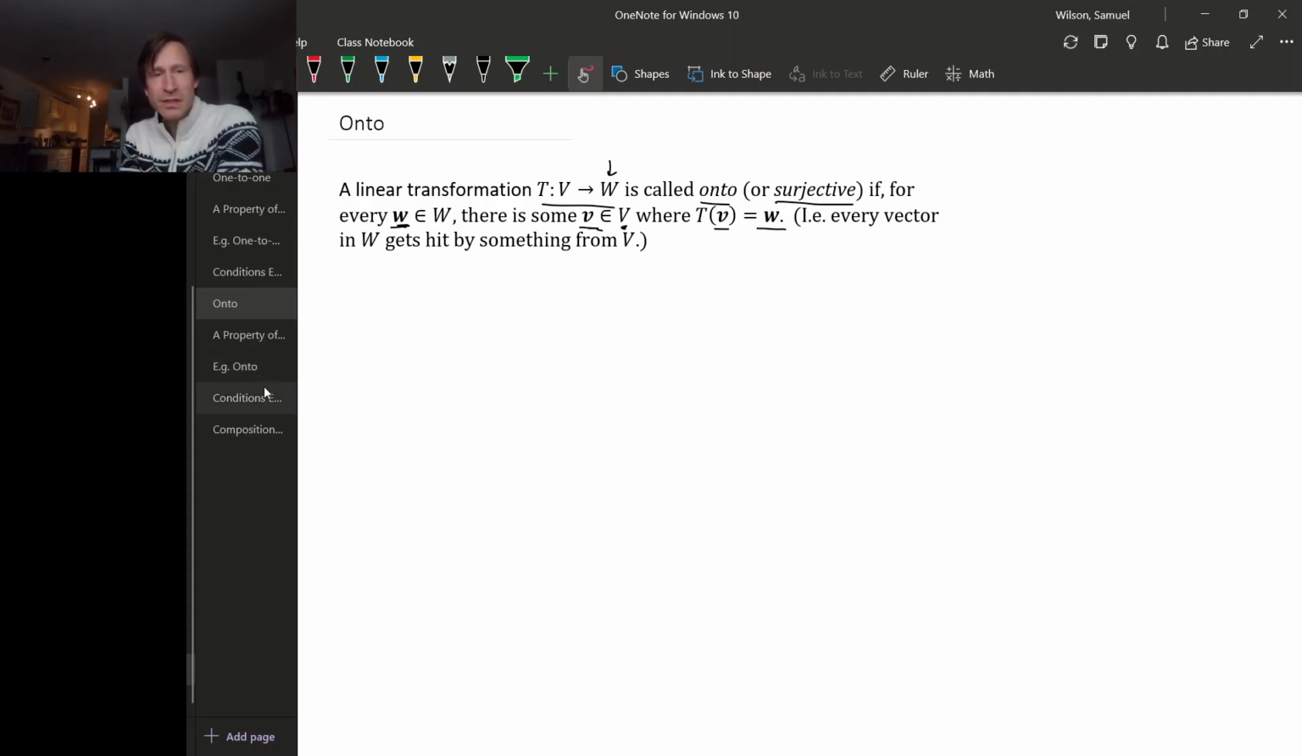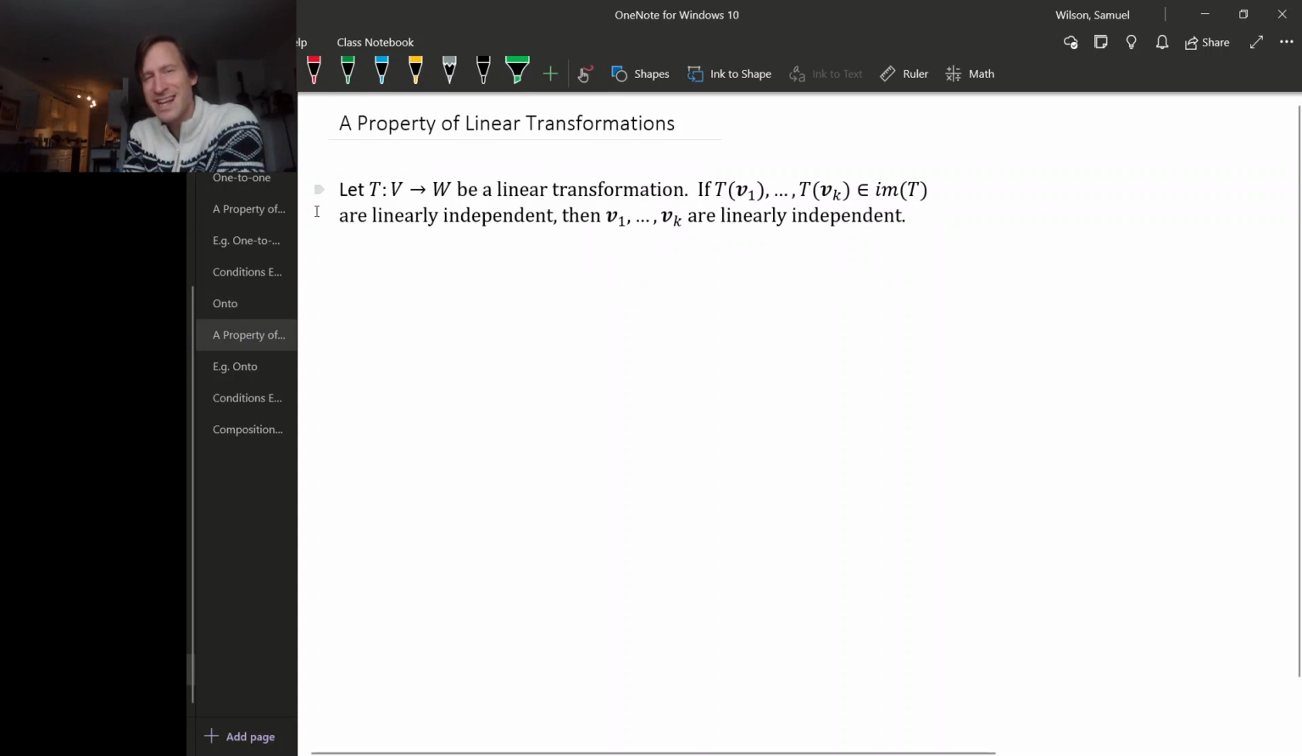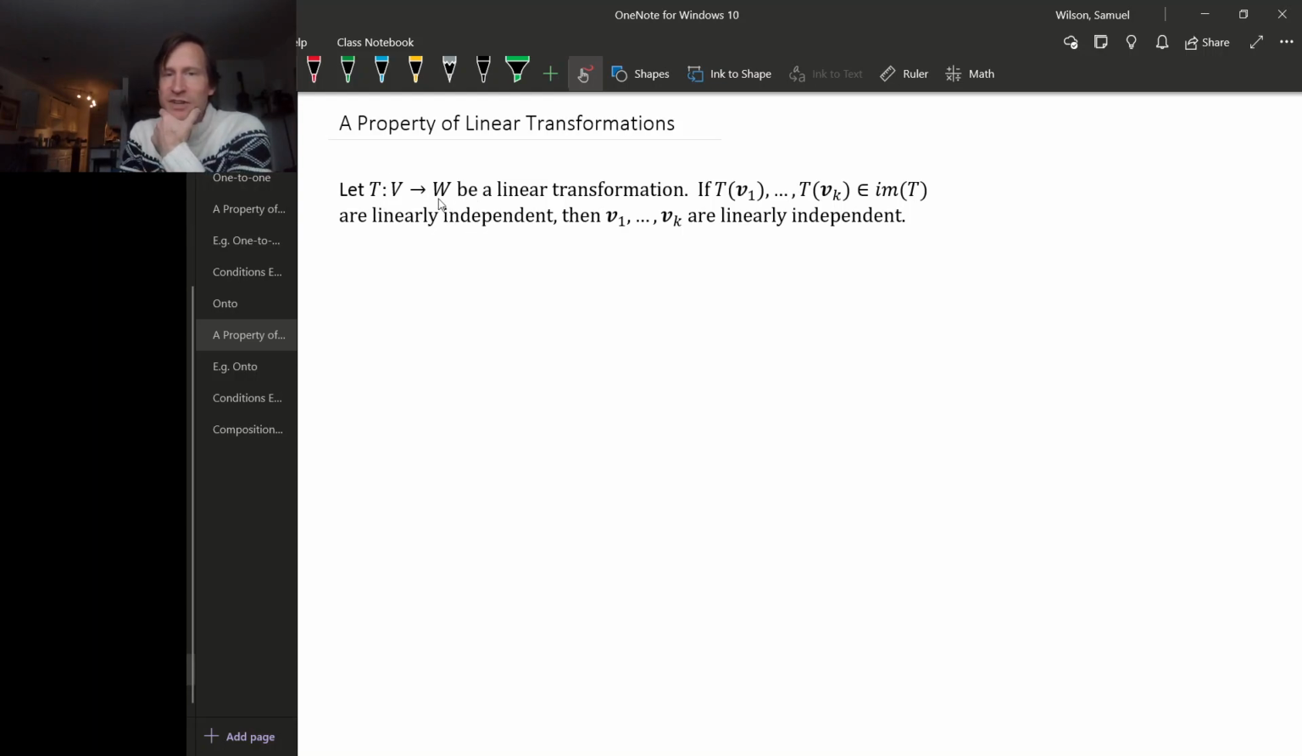So to work with onto transformations, it's actually kind of convenient to know a property of linear transformations that is actually true for any linear transformation. This doesn't really have anything to do with onto transformations in particular. So it turns out that if we have a linear transformation, if the images of some vectors are linearly independent, then the vectors you started with had to have been linearly independent to begin with. So let's show that this is true.